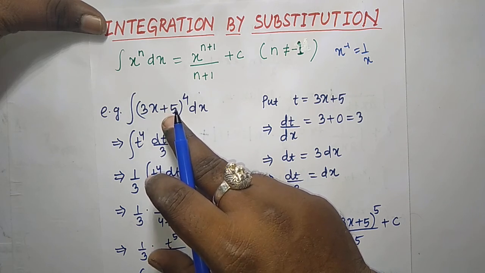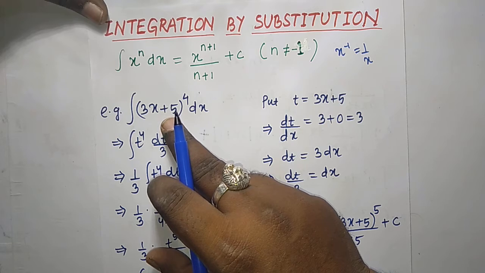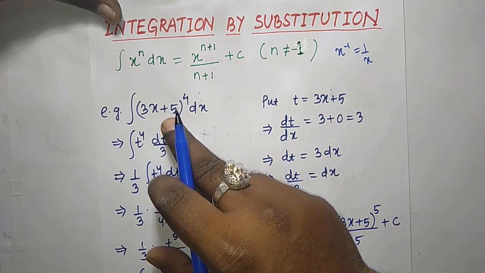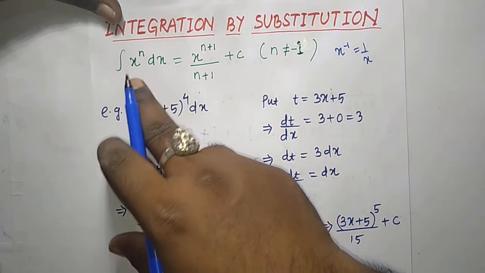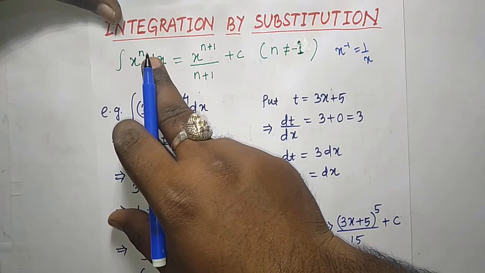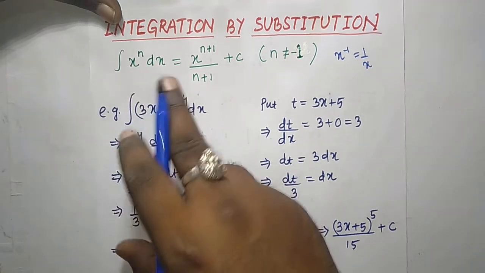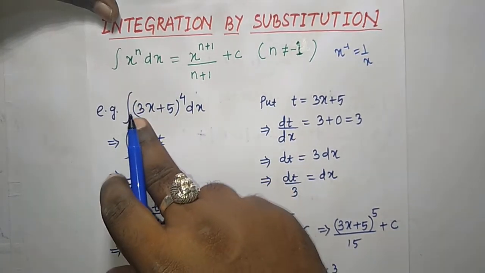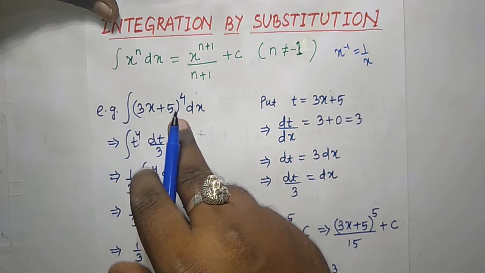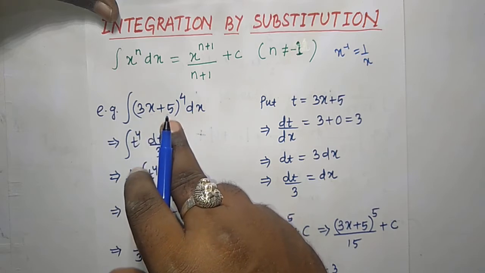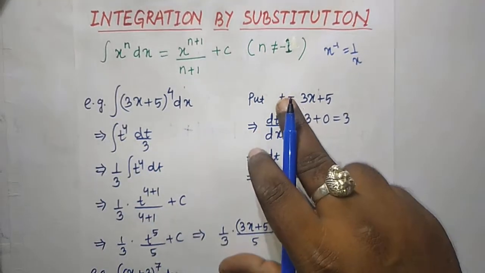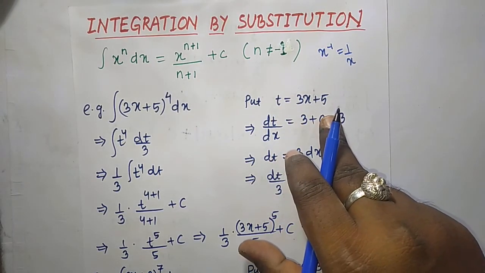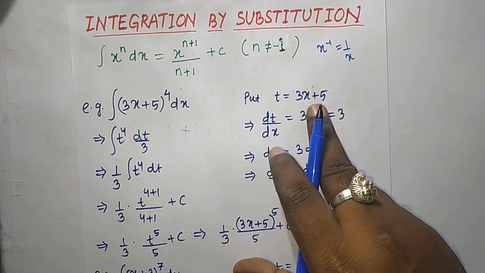Okay, so here we will use the substitution method. What is this? See, this function is in the form of x to the power n, or x to the power 4 form. Okay, and in place of x, one linear term 3x plus 5 is there. Okay, so what we will do here, we will put t as 3x plus 5. Okay, we will put t as 3x plus 5.